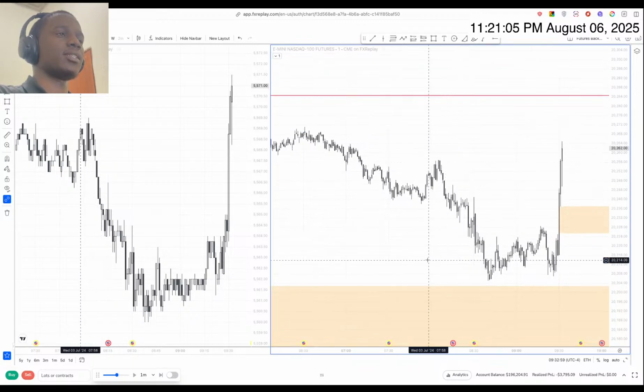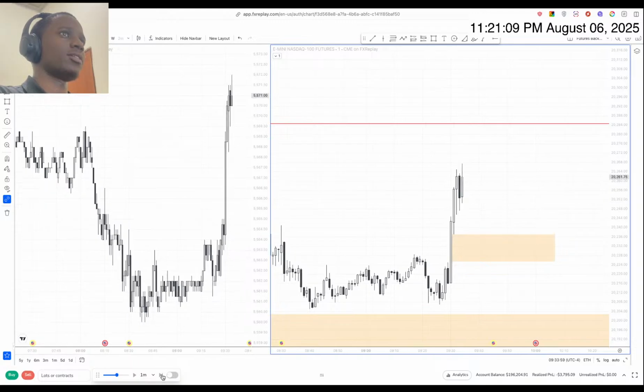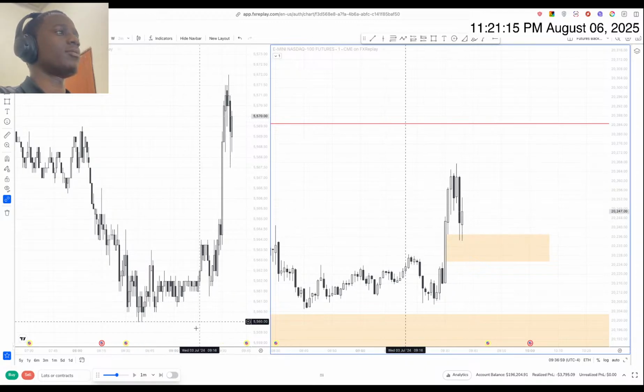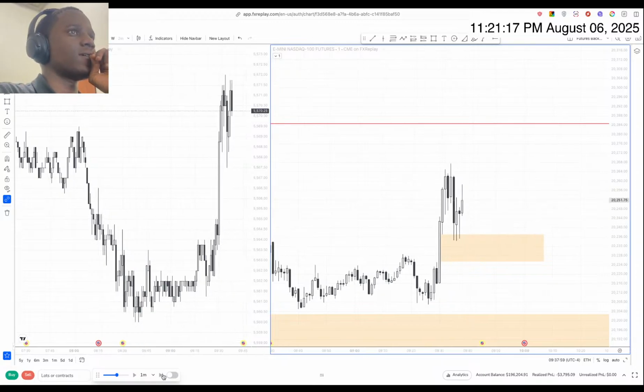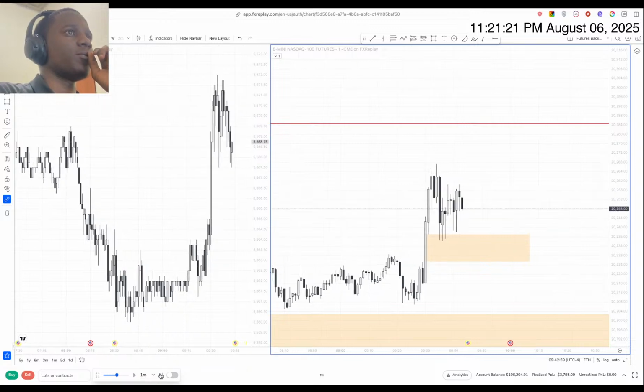So first target gets taken out. Let's see if we take out London highs, and we drop down into the first presented fair value gap. You can see how it's rejecting. And we'll just wait here.